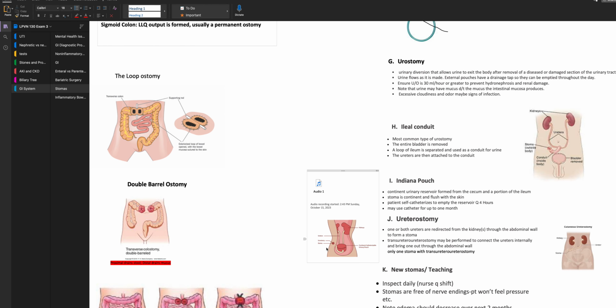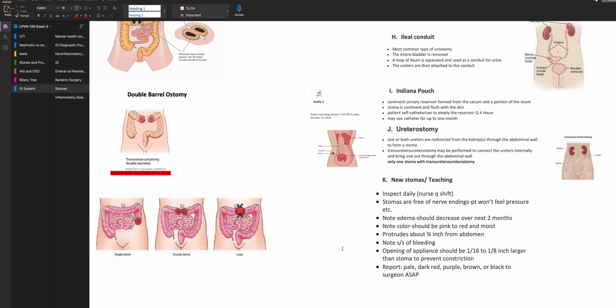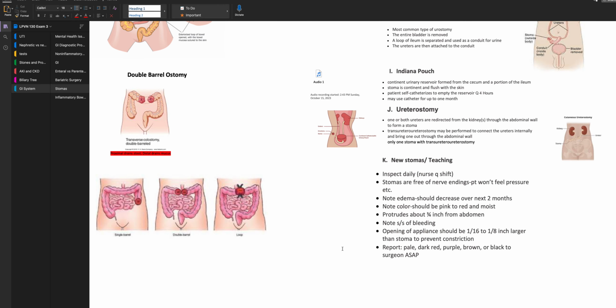The Indiana pouch, I took care of one of the first people in the country having one of these. This is a continent urostomy. They make it out of bowel. The surgeons make a little reservoir, and then there's a stoma there, and they straight cath themselves frequently throughout the day. All right, you need to know the opening of the appliance should be 1/16 to 1/8 inch larger than the stoma to prevent constriction. And report a pale, dark red, purple, brown, dark or black stoma to the surgeon immediately.